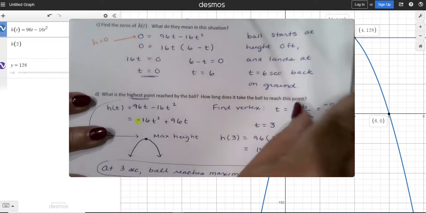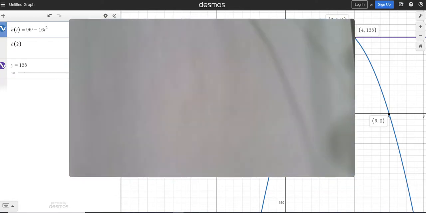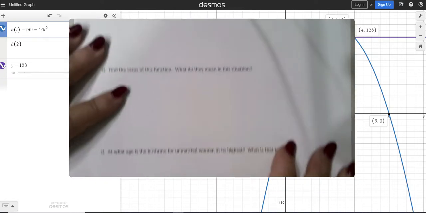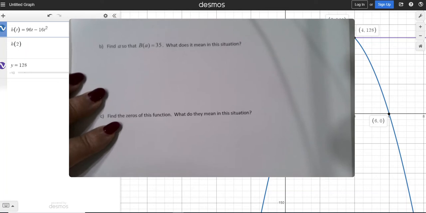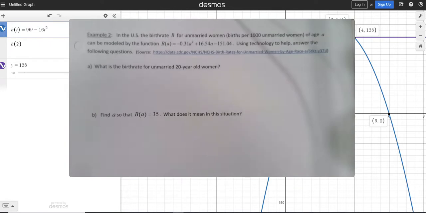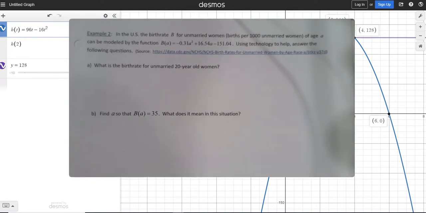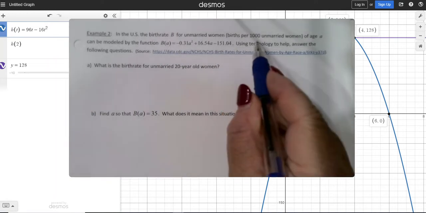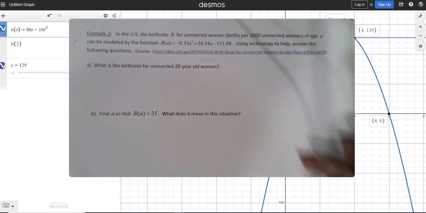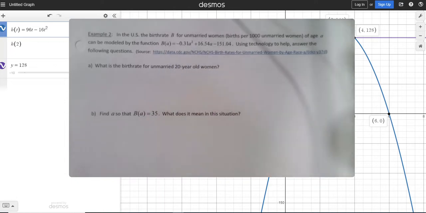All right, let's try another one. As I said, in that one, I think the numbers were kind of engineered to make the problem relatively straightforward by hand, but in most real-world problems, that is not the case. So technology becomes even more important to avoid spending a ton of time crunching numbers. Here's a good example of that. In the US, the birth rate B for unmarried women, that is births per 1,000 unmarried women, at age A can be modeled by this function, B of A.